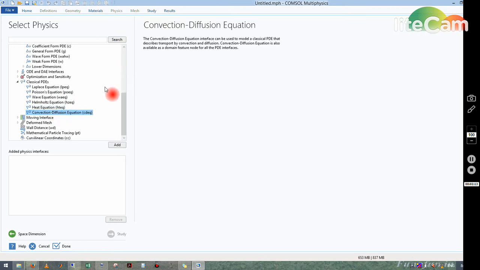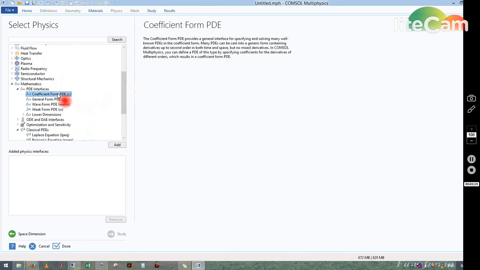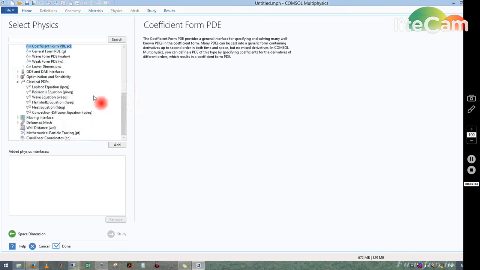I'll show you how to use the Laplace equation, but before going into that, I'll tell you this coefficient form PDE gives you the opportunity to define your own equation by just changing the coefficients of the PDE. I'll make a separate video on this, but for the time being, I'll teach you how to use this mathematics module to solve problems by using classical PDEs.